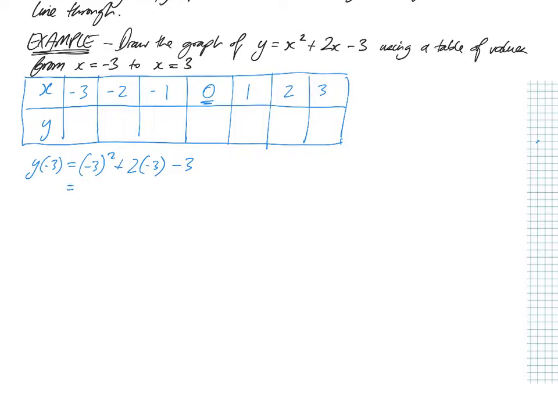Take 3 from that. -3 squared is 9. Plus 2 times -3 is -6. Take 3. 9 take 6 is 3. Take 3 is 0. So that's the first one. What is y when x is -2?